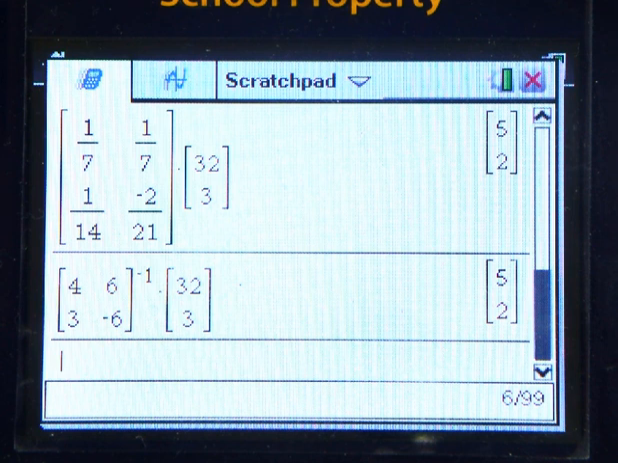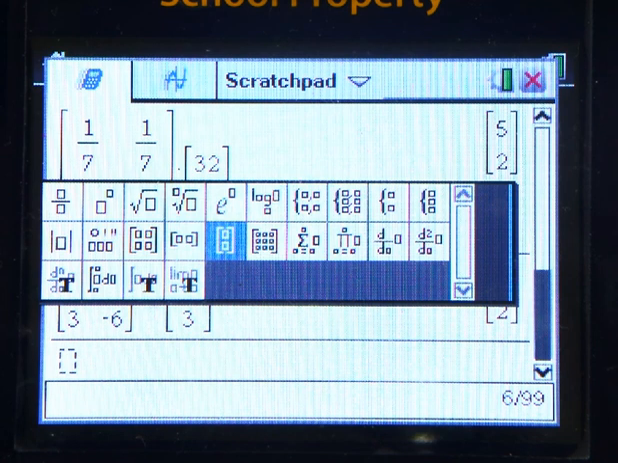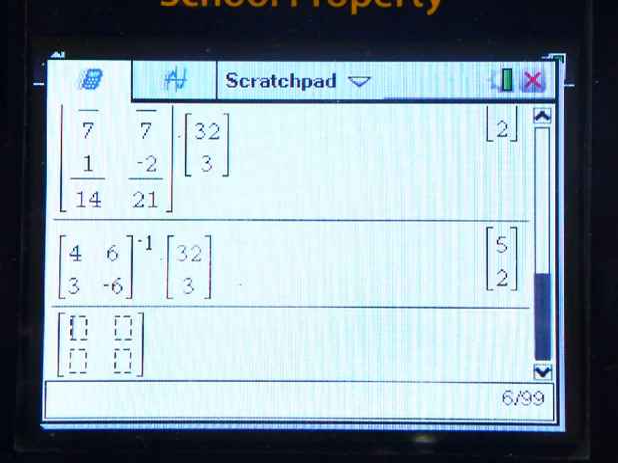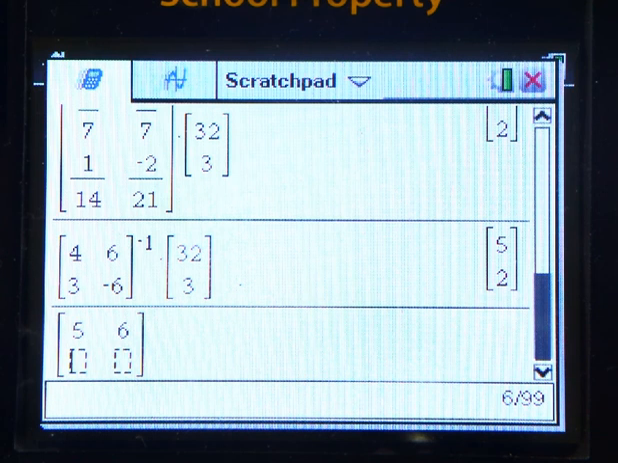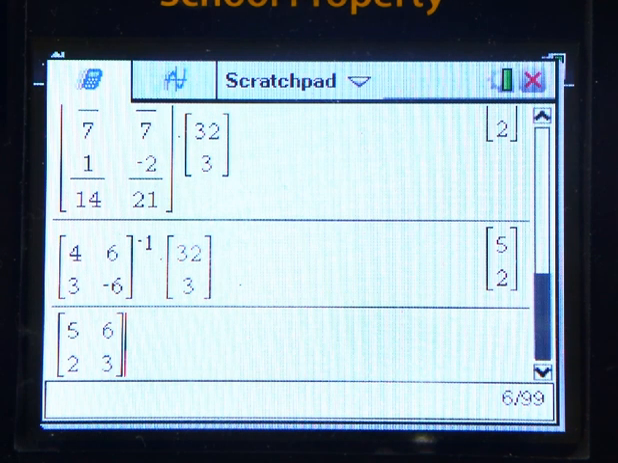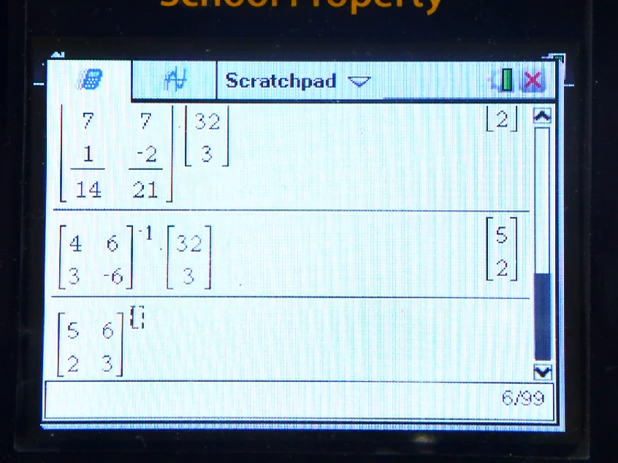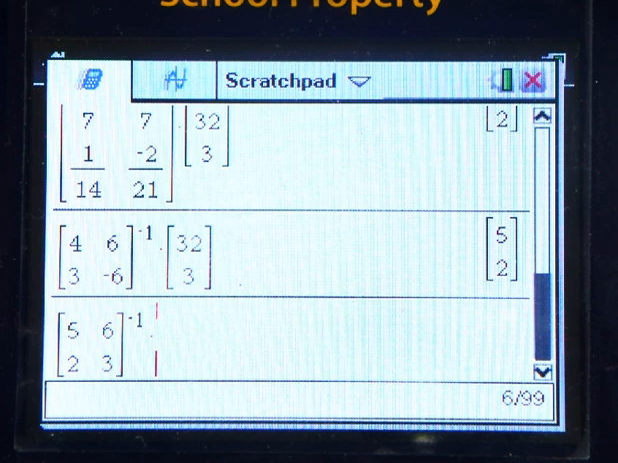So I need to go to my template. I'm going to bring up my 2x2 and the coefficient matrix. I just read it right off the system of equations, 5, 6, 2, 3. I'm going to raise that to the negative first power because that needs to be the inverse. Exit out of the exponent, press multiplication because you don't want to put that matrix in the exponent.